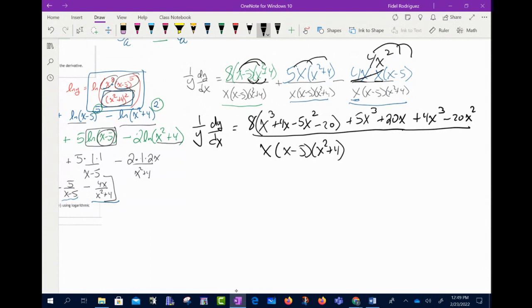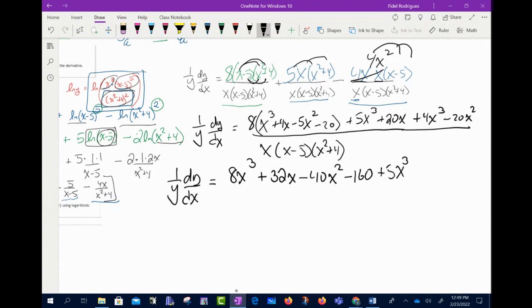All right, let's keep going here. Now we're going to have 1 over y dy dx equals, let me go ahead and distribute this 8, y'all. So that's 8x to the third plus 32x minus 40x squared minus 160 plus 5x to the third plus 20x plus 4x to the third minus 20x squared.